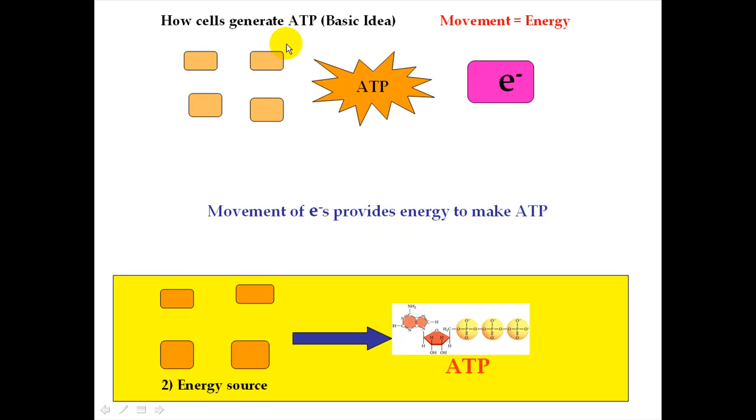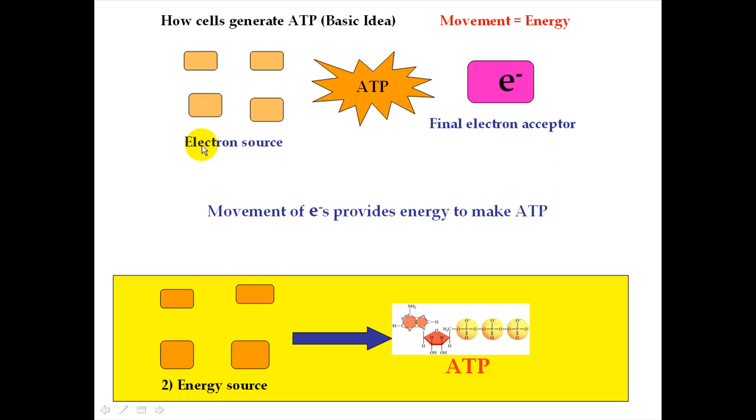And so some of the basic components required in order to do this is you need some molecule that serves as a source of electrons, right? So some molecule that has high energy electrons in it. You need something to make the electrons move, right? So you require some sort of electron acceptor that has a pull for electrons.